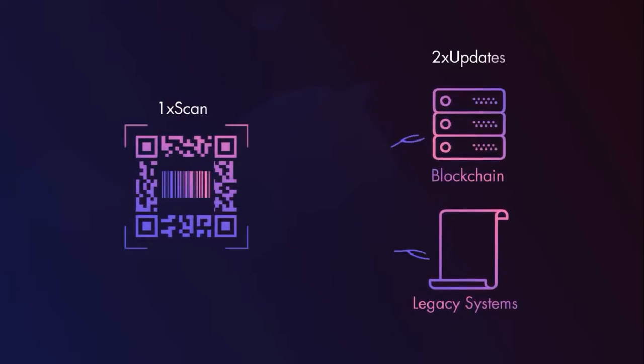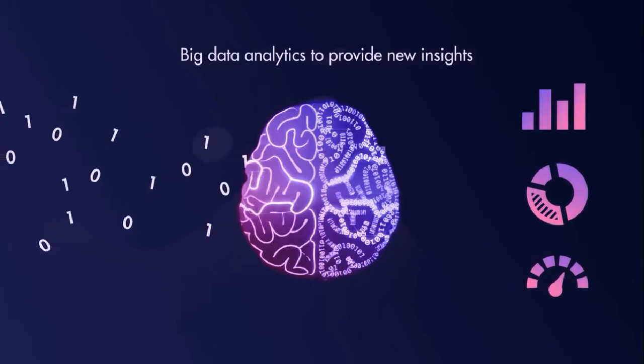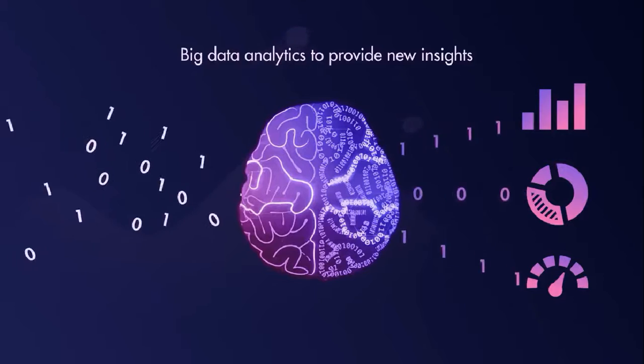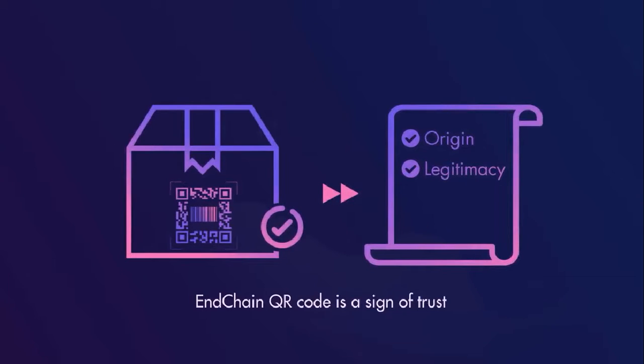Endchain has two main benefits for producers. First, legacy systems and the blockchain update at the same time. No time-consuming and confusing scanning of multiple codes. Second, Endchain's big data insights allow producers to identify bottlenecks and determine where fraud occurs. This trust within the supply chain is extended to the consumer. With a simple scan, the consumer can ensure the authenticity of a product. Origin, legitimacy, and ownership history can all be reliably confirmed.